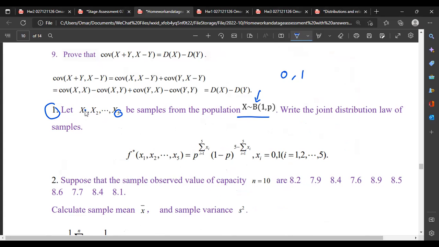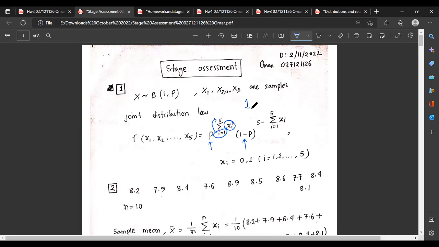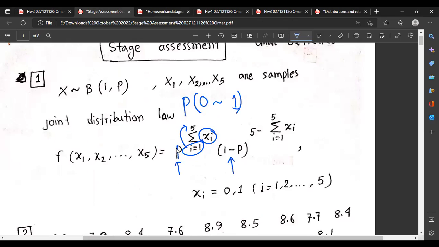We have x1 to x5, right? That's why we write here the probability of the summation, i from 1 to 5. We sum the xi values, right? Xi. So here is the probability p, and 1 minus p. We know that the value of probability is from 0 to 1. So if p is the probability, then 1 minus p is the remaining part, right? So 1 minus p to the power 5 minus the summation, i equal to 1 up to 5, like x1 plus x2 this way up to x5.